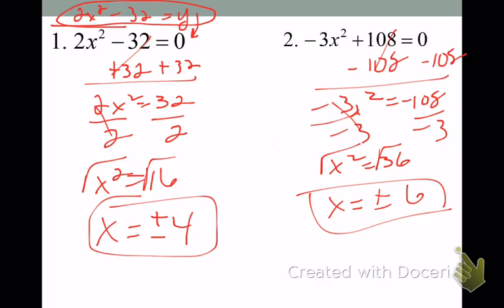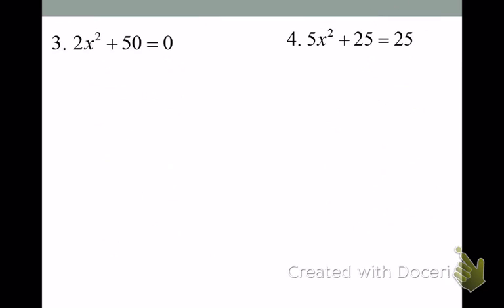Same thing for number 2. If we graphed that function, and again, you have to imagine that this is a function because we've replaced the y with 0, then that parabola would hit the x-axis at positive and negative 6. Okay, that's what we're doing here. We're trying to find out what the solutions are. We're trying to find out where the parabola will hit the x-axis. All right?